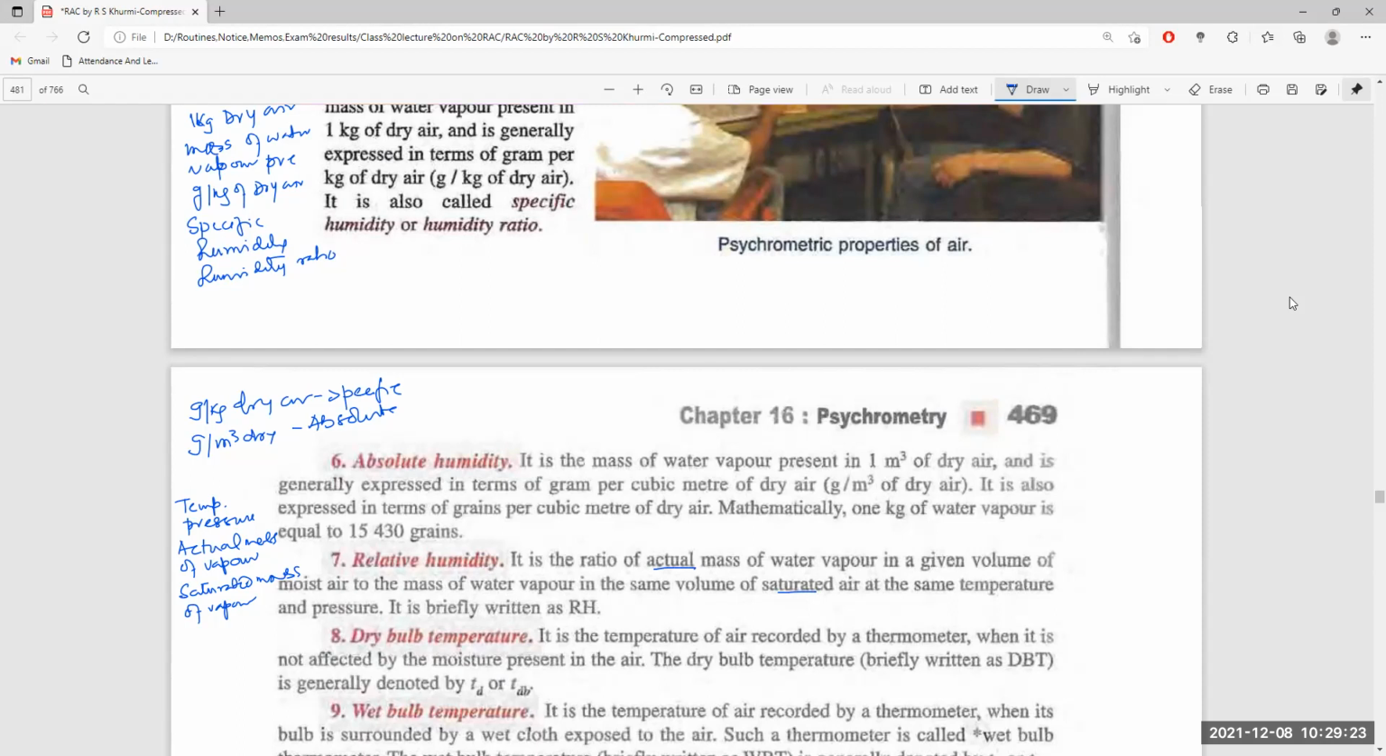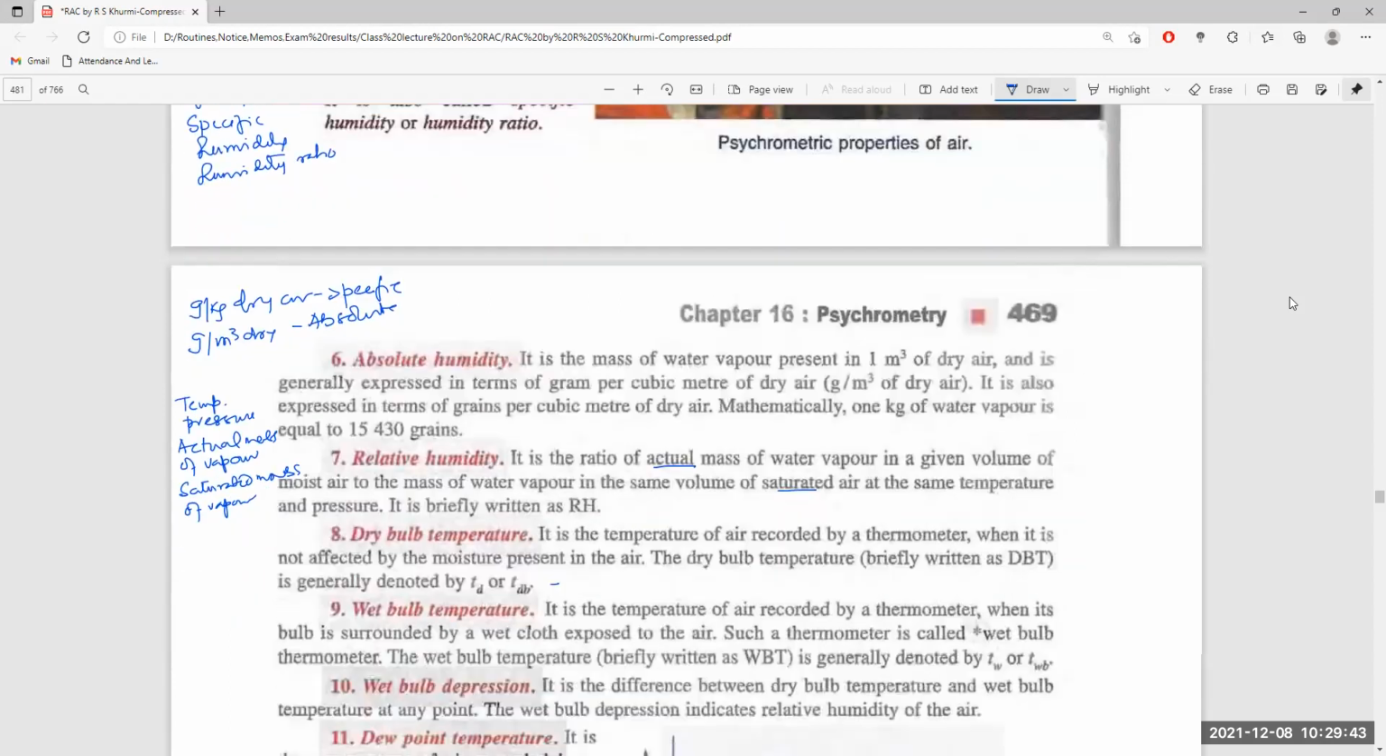Next is dry bulb temperature. It is the temperature of air according to a thermometer when it is not affected by the moisture present in the air, when the surrounding air is totally dry and moisture content is negligible. It is given by TD or TDB.